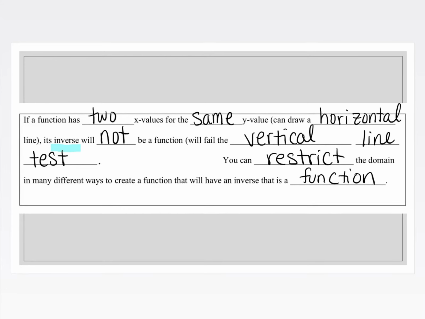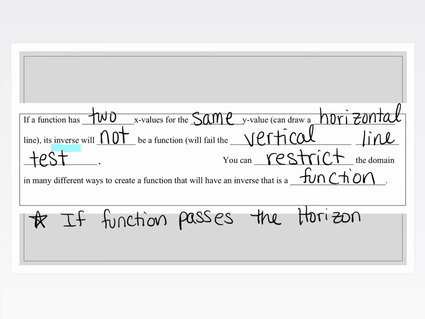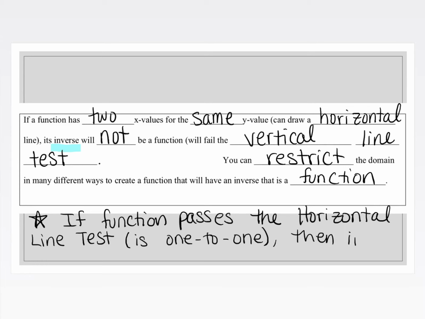So if we want to summarize this, if a function passes the horizontal line test, it is often referred to as 1-to-1. So in other words, the graph will only touch this horizontal line once. Or it is 1-to-1. Then the inverse is a function because it will pass the vertical line test.